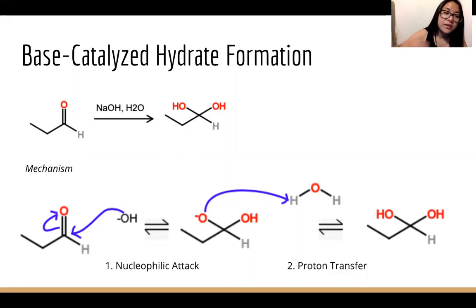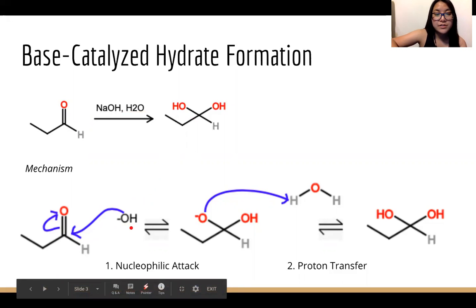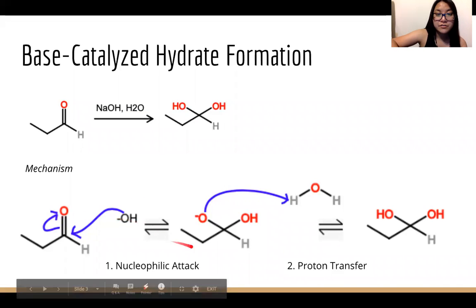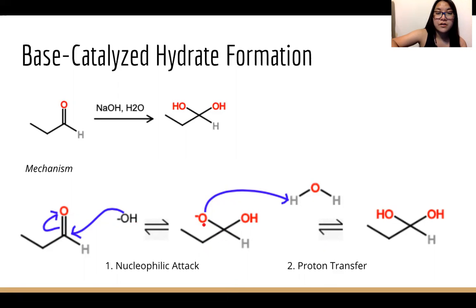So the first step is happening right here with the base. The base is going to come in and nucleophilic attack the carbonyl carbon, and these electrons are going to get pushed up to this oxygen. And you result in this structure right here where there is the OH attached, and now the oxygen has a negative charge. And with the lone pairs on the negatively charged oxygen, it's just going to grab a hydrogen to do a proton transfer to neutralize itself. So you result in this structure right here. So it's a really simple mechanism, just nucleophilic attack and proton transfer.